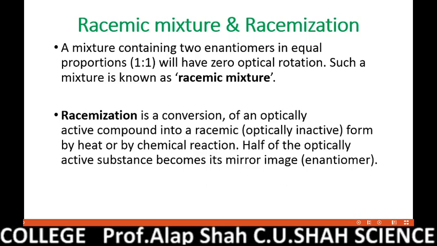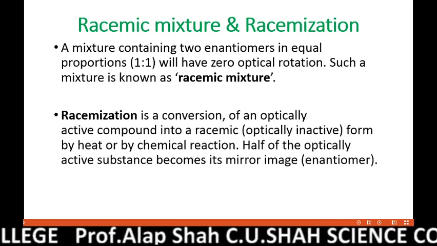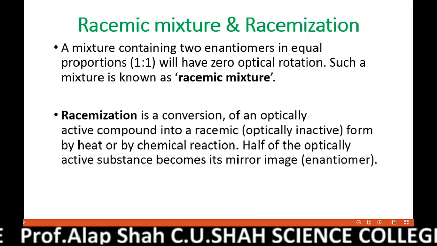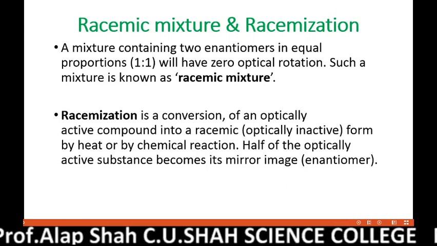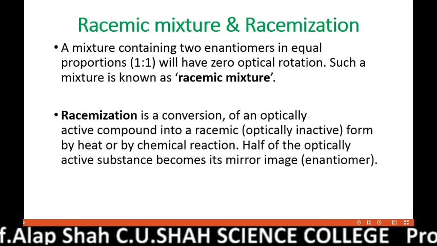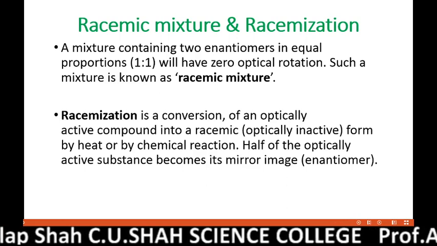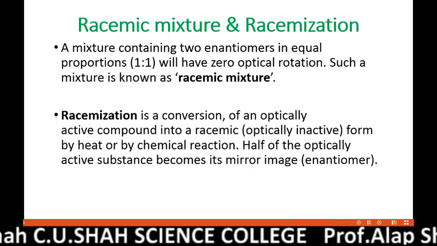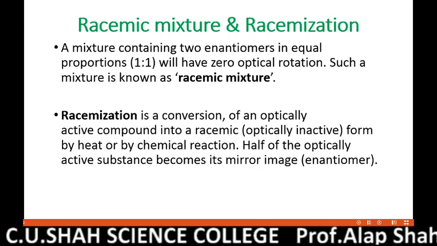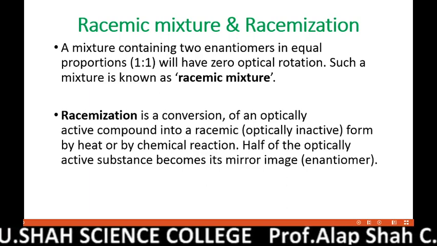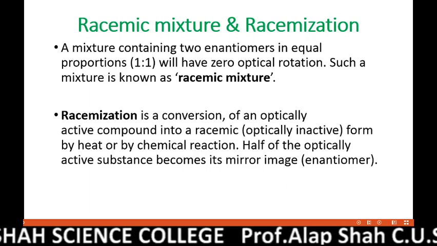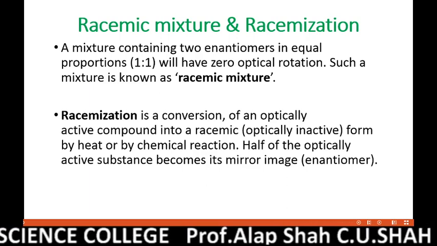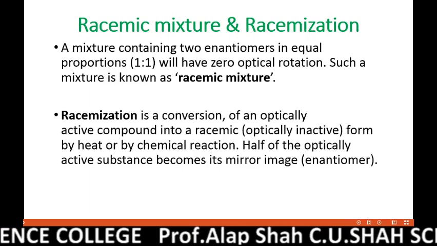Racemic mixture and racemization. A mixture containing two enantiomers in an equimolar proportion, 1:1, will have net zero optical rotation. Such a mixture is called a racemic mixture. And racemization is a process of conversion of an optically active compound into its racemate or racemic form by heat or by some chemical reaction. In this process, half of the optically active substance becomes its enantiomer or mirror image.